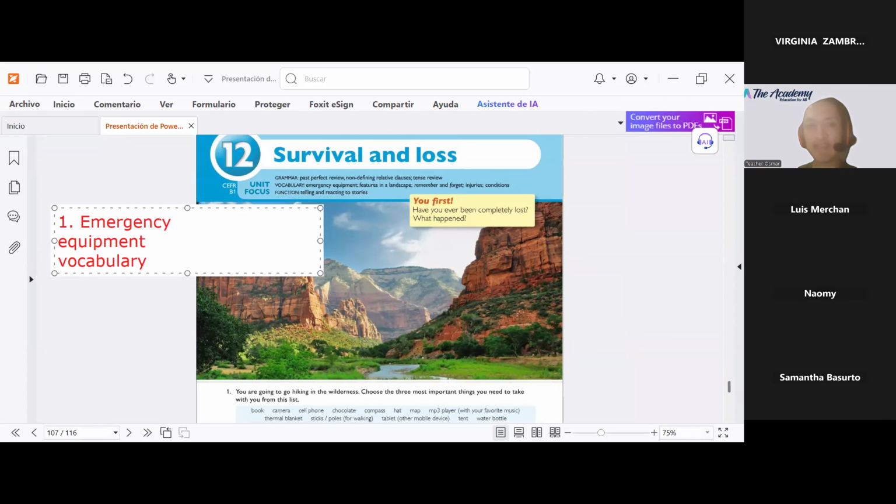Let's get ready. Each one of you is going to help me to complete this together. So let's start, okay? I'm going to start with Virginia. Can you tell me, Virginia, can you see the pictures? How can you call this emergency equipment? Yes, Virginia, you can tell me. What is the name of this? It's something that we need in case of an emergency. What is it?